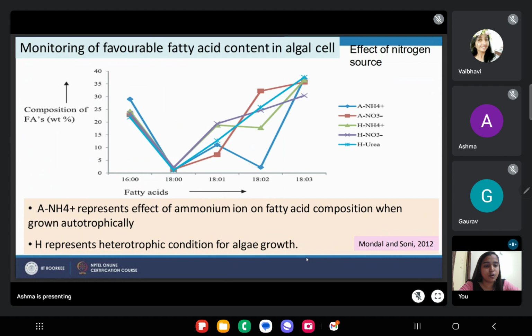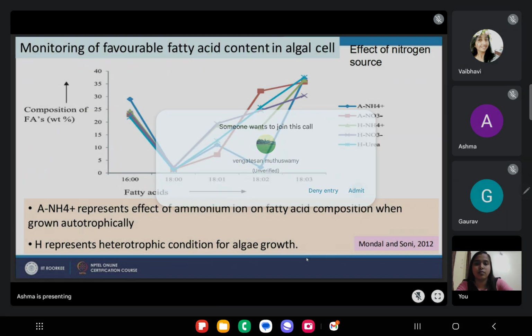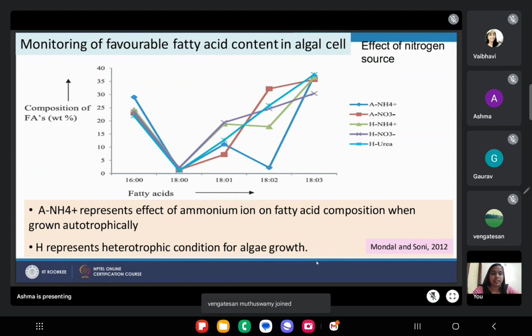We know that algae are autotrophic, but if the conditions are very unfavorable, then algae can also grow in heterotrophic conditions. So we can see that during the autotrophic conditions, the composition of fatty acids is very high when the fatty acids are unsaturated, and as the fatty acids are getting saturated, their composition varies along with the various conditions, whether it is autotrophic or heterotrophic.